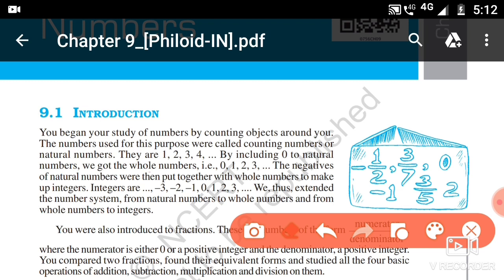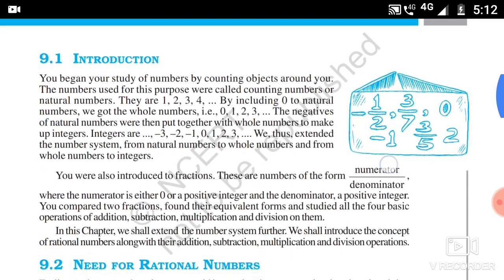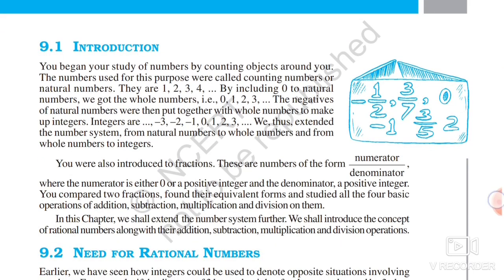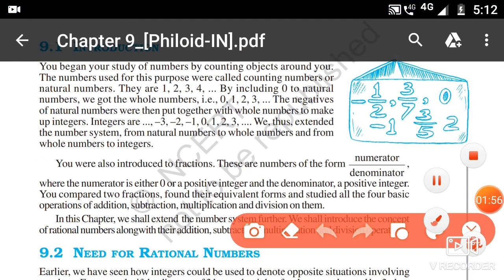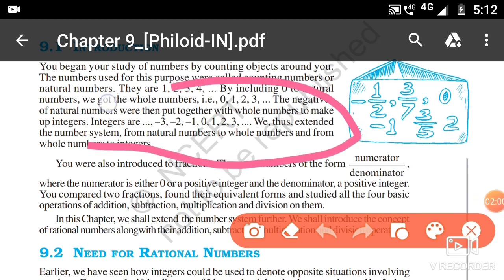Then, when we add negative numbers to that list, we say it is integers, isn't it? It is called integer numbers. That is shown here. So when we have negative numbers, it is also known as integers.